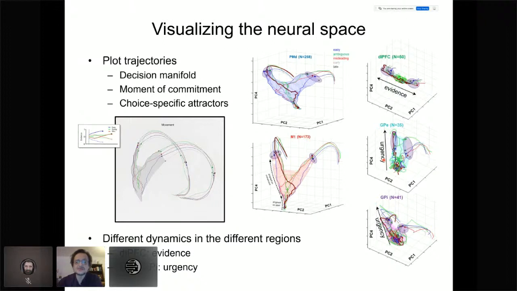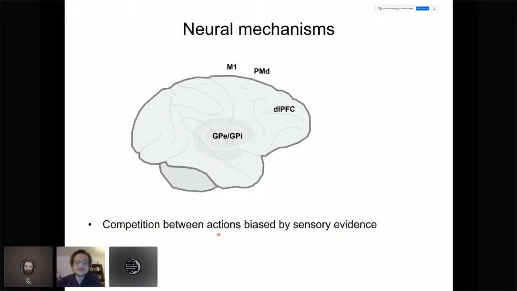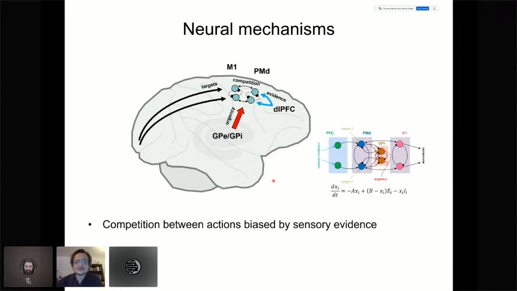So to summarize, where this leads us is effectively the following hypothesis, that as Shadlin and others have suggested, there is competition between actions biased by sensory evidence. So you have some target information that's engaging this competition in the sensory motor system between the different targets. And that's biased by evidence, as well as, we would suggest, this urgency signal coming from the basal ganglia. Of course, we can model this with circuit models, et cetera, and that's what we're doing now.